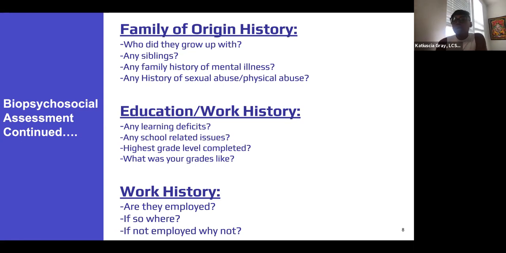Yes, there is a history of sexual abuse. Okay, can you tell me a little bit more about that? Were you sexually abused? Yes, my uncle sexually abused me. Okay, can you tell me what age that happened? Yes, they'll tell you the age. Was it disclosed? What happened? Was the police called? This requires extreme sensitivity because they may not be ready or they may be ready.